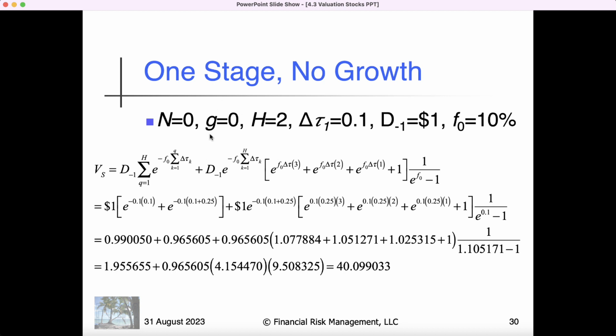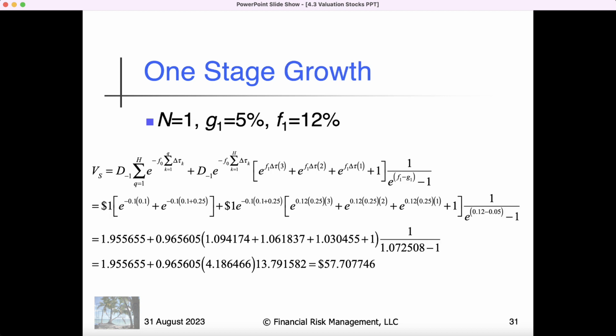So if we assume 0 growth, and there's basically only one stage, we could compute the present value of the dividends, or the value of the stock in this case is $40.09. And so basically we assume a stub period, and that same dividend is applied for the remainder of the infinite series. If we assume a one-stage model with a 12% growth rate, the model is basically you have the stub period to address, and then you have the dividends growing at that single stage for a perpetual period, and this would be $57.70.